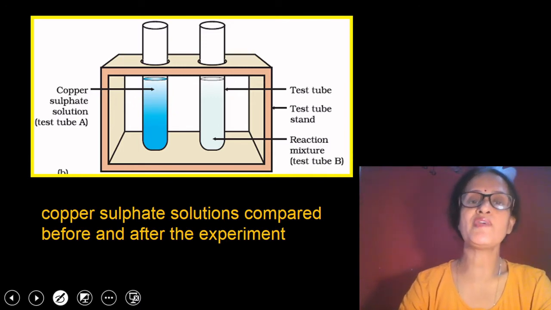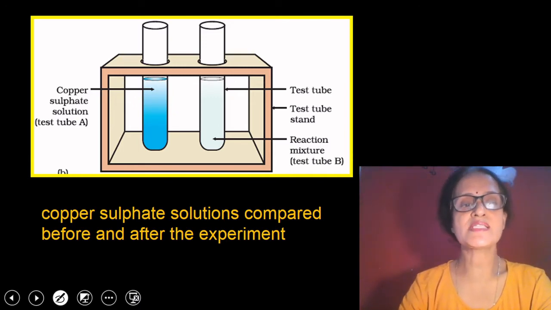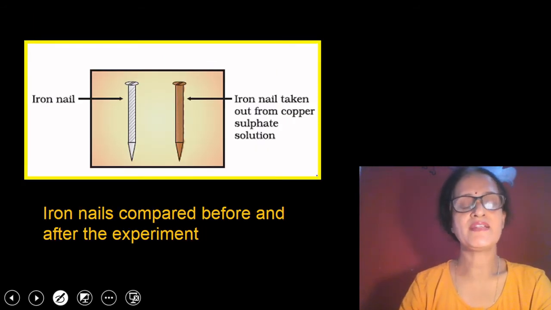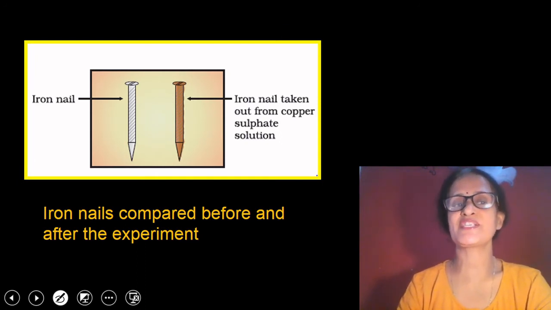As test tube A was left as it is, you can see the color of copper sulfate solution in test tube A remains the same. I mean to say, it remains blue in color. But in test tube B, after 20 minutes, you can see that the blue color fades away and it changes to pale green. And this picture shows the change in color of iron nail before and after the experiment.